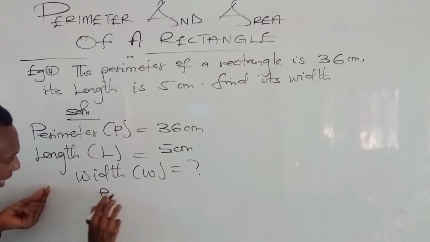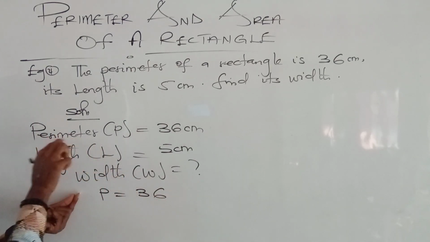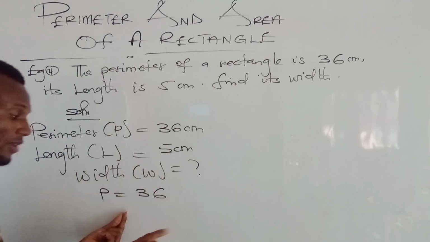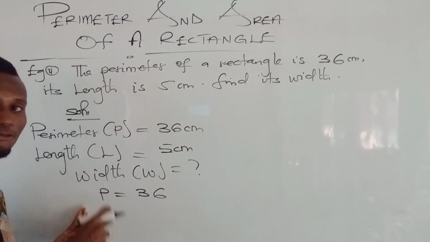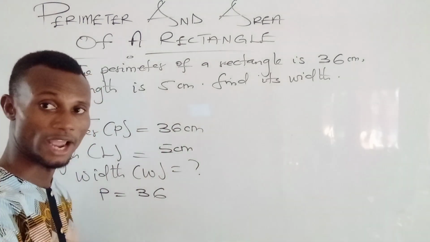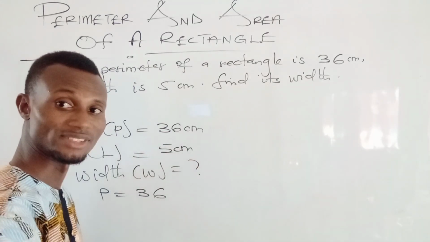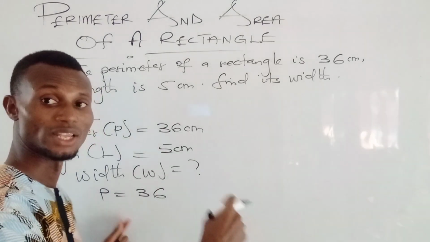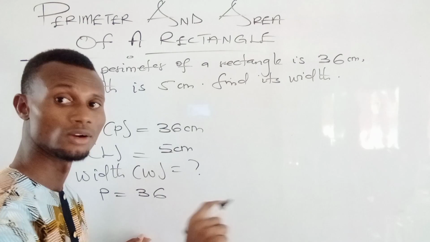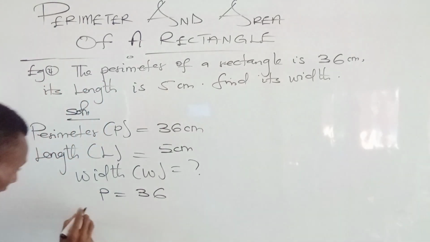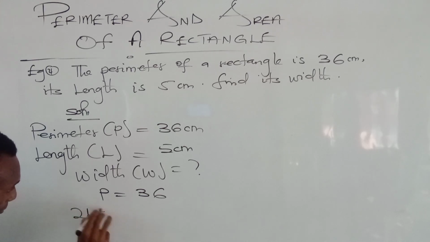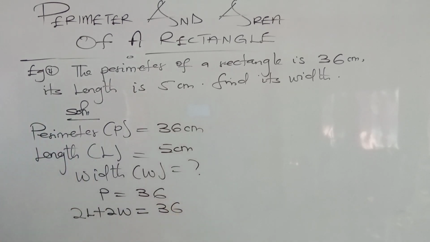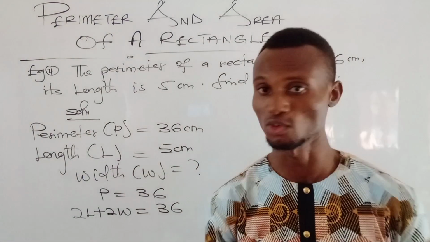So we have our P equals 36, because we see the perimeter in brackets, P equals 36. Now in place of P, we can put the formula for finding the perimeter of a rectangle there, because P represents the perimeter of a rectangle. So in place of the P, we'll put the formula 2L plus 2W. Equals, then you bring your 36. I hope you agree with me up to this point.